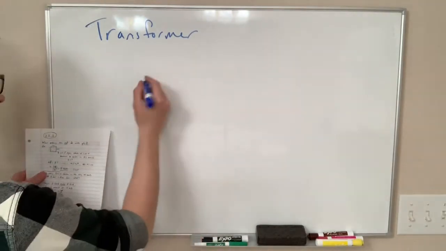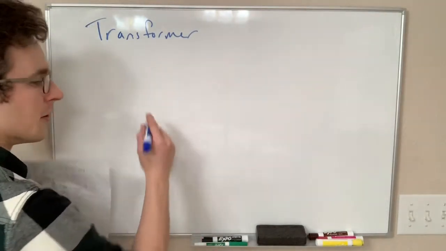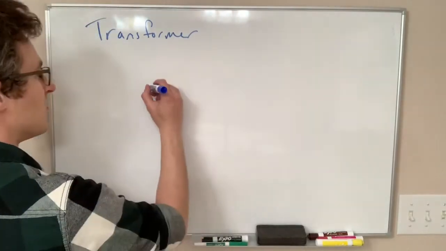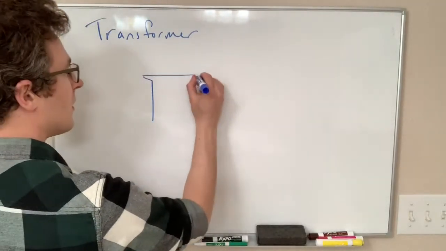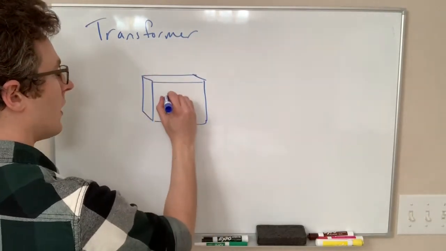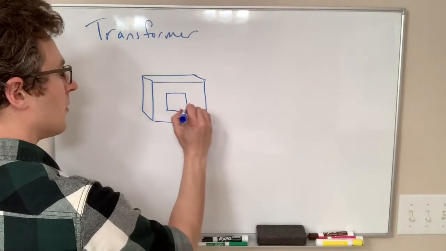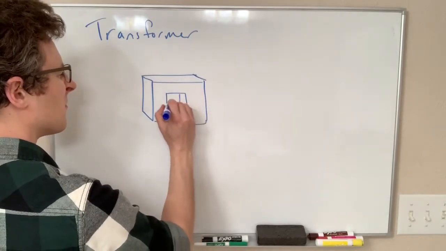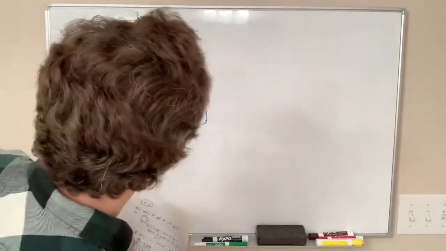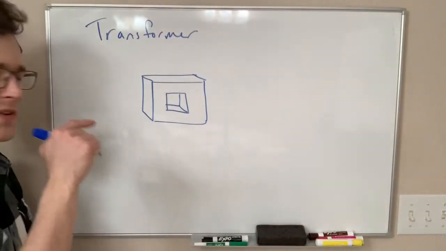So let's say we have a piece of iron that is shaped like a square donut, okay? So we have a piece of iron that is shaped like this with a hole in the middle. Okay, square donut. Now you see what I mean. It looked squarer from this side.